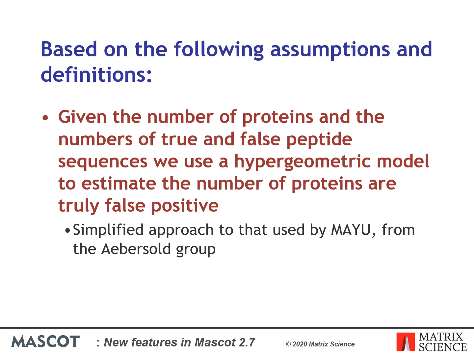The algorithm is a simplified approach to that used by Mayu from the Aebersold group. The main differences are that we do not make a separate estimate for the FDR for one-hit wonders, and we do not partition the database by protein size. We use a simpler estimate for the number of false proteins in the target database based on the assumption that the number of decoy proteins never reaches a significant proportion of the database size.